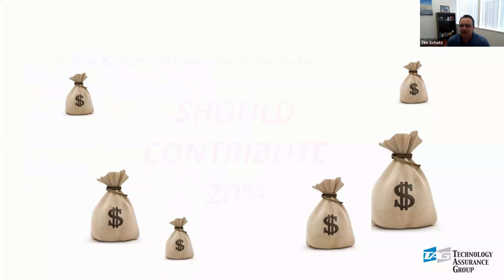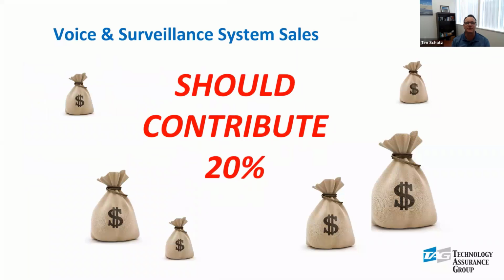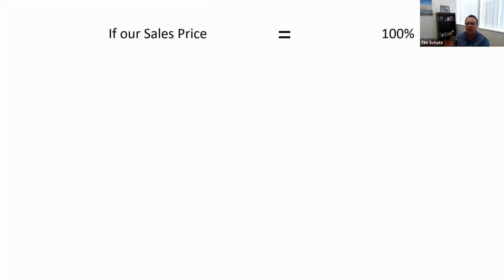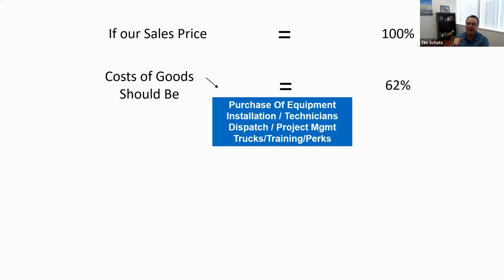For these types of contracts, we should be able to contribute 20% on these before overhead. And kind of a quick breakdown, a very, very simple overview of how this typically breaks out. We're going to get a little more detailed, don't worry. But if we have that sales price, the cost of goods on these types of transactions runs about 62%. And that includes everything, though. That's the purchase of the equipment from the wholesaler. That is the installation and the technician's time, the physical time that they spend on site doing it.